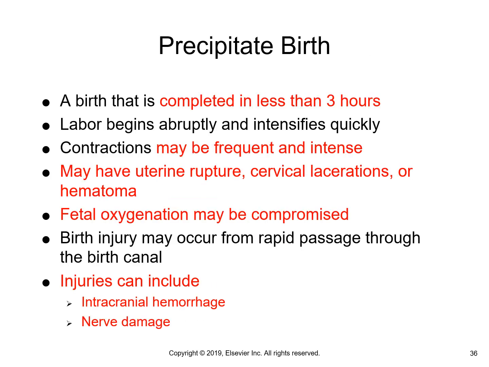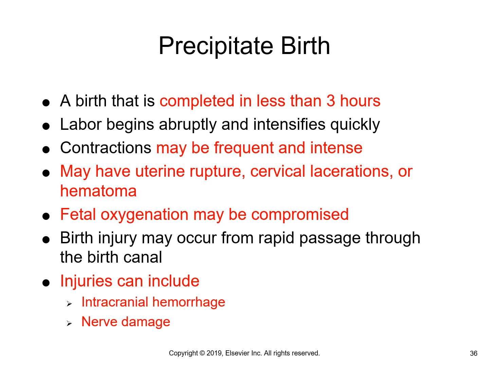Precipitate birth. So, precipitate birth is a birth that is completed in less than 3 hours. So, everything begins abruptly, everything happens quickly, right? The labor begins abruptly and then it intensifies quickly. The contractions are frequent, they are intense, they progress fast. The problem with this one is that everything is happening so fast that the uterus might not be as ready as it is in a normal situation, right?